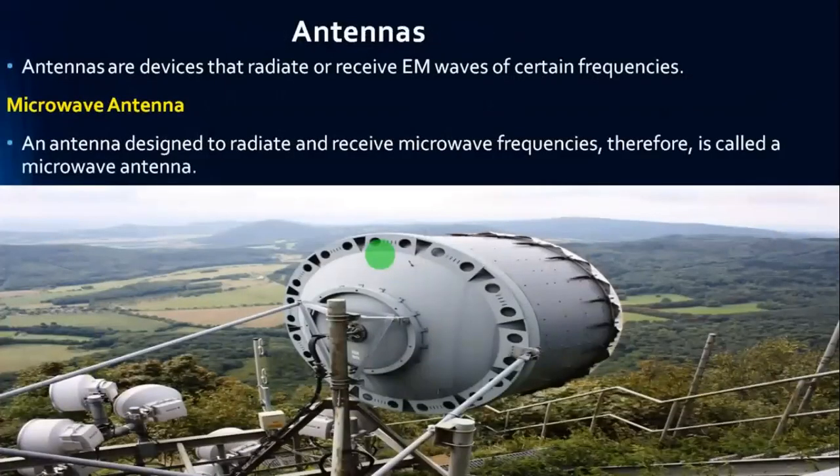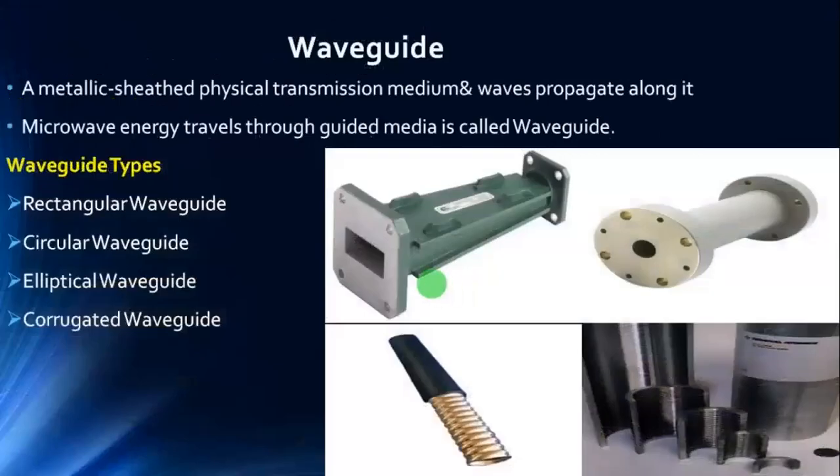Now, the antenna. An antenna is a device that radiates or receives electromagnetic waves of certain frequencies. This is the microwave antenna. This is the microwave generator. We know the microwave generator is an antenna that can generate the electric field and the magnetic field. The dimensions of the vertical and horizontal form measure the antenna size.